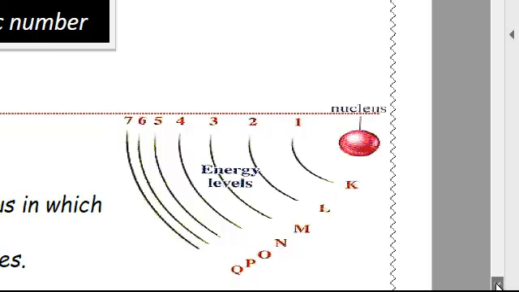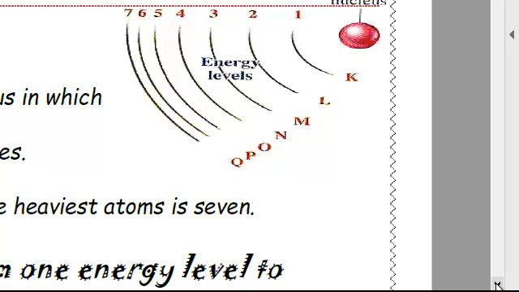Now go to the second part. We said the electrons are around the nucleus, which rotate around it at high speed. Where?